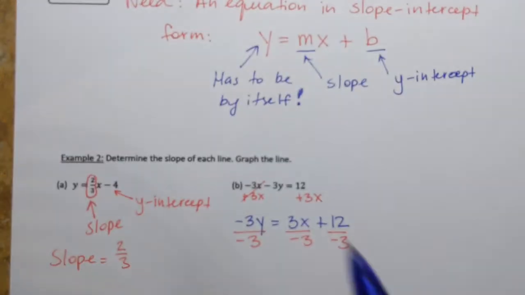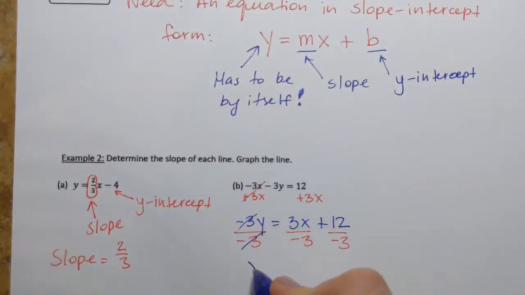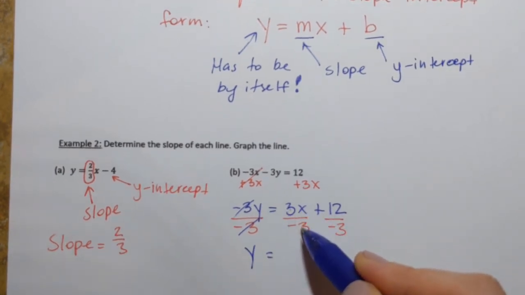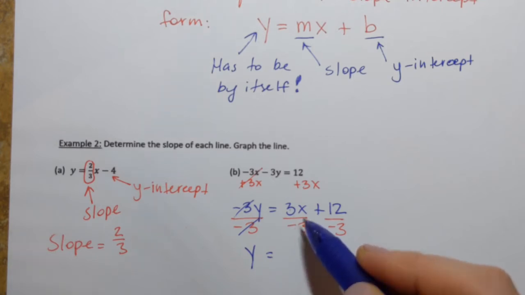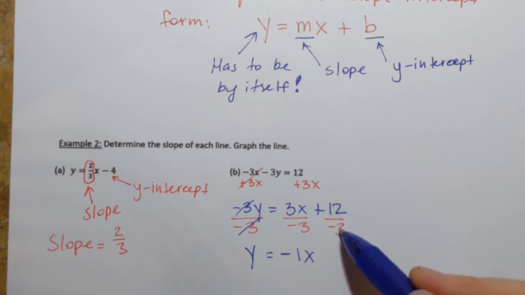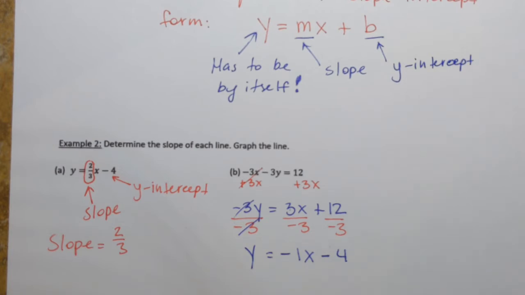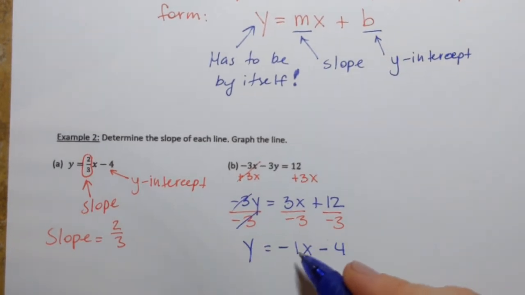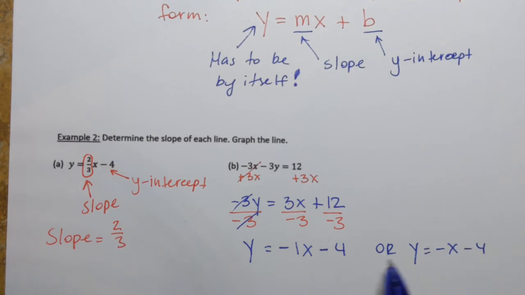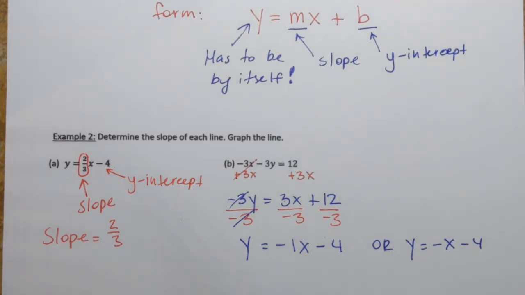Let's simplify. And -3 will cancel, so I have just y on the left hand side. Now here, 3 over -3, that gives me -1, right? So I'm going to write -1x. And then 12 divided by -3, that's -4. Or I can also drop that 1 and write y equals -x minus 4. They are equivalent equations. But once y is by itself, we're ready to talk about the slope.